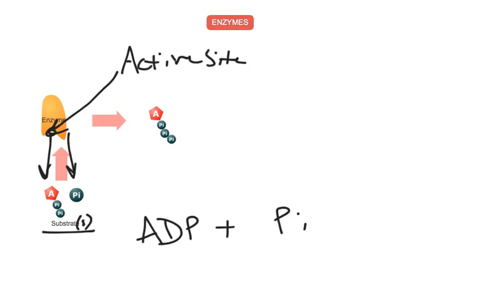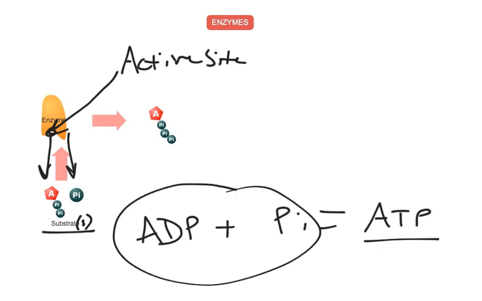Active site. Alright, the site where the substrate bonds and the reaction occurs. Now in this case, the reaction is we are creating ATP. Alright, these substrates here, the enzyme is specific to this substrate, and it creates ATP.